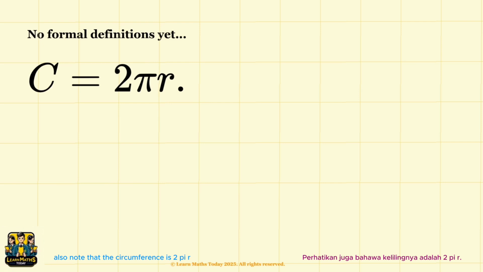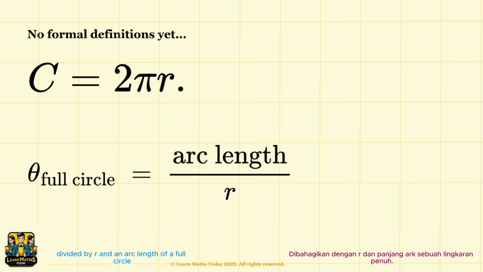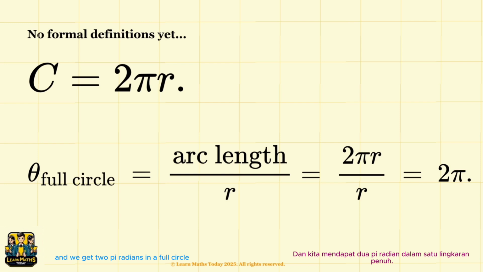Also note that the circumference is 2 pi r. And if we go around a full circle, then the radians is the arc length of the full circle divided by r. And an arc length of a full circle is the circumference. So we take 2 pi r divided by r, and we get 2 pi radians in a full circle.